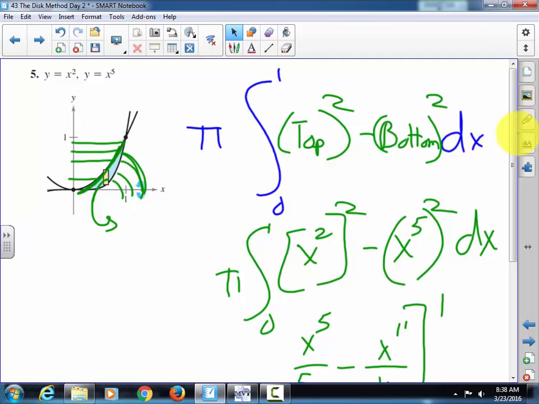Okay, so if you're going around the y-axis, it's dy. Your limits of integration are y. If you're going about the x-axis, it's dx. Your limits of integration are x. It's always pi r squared, okay?